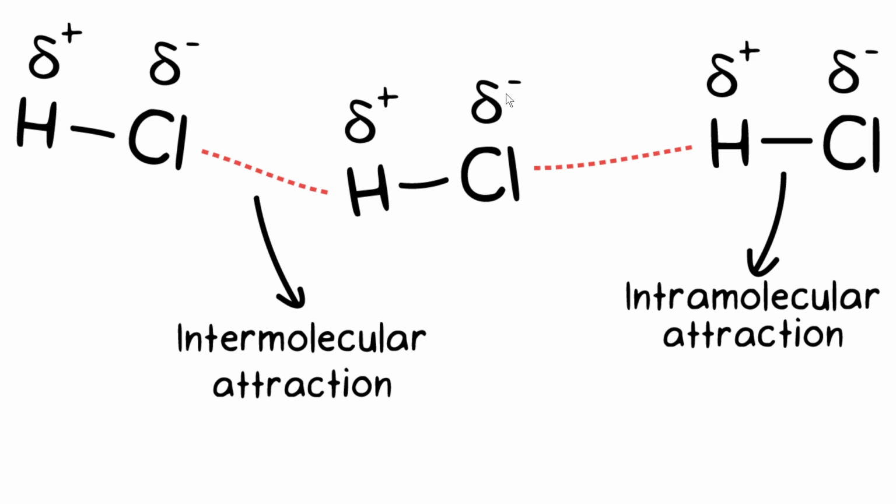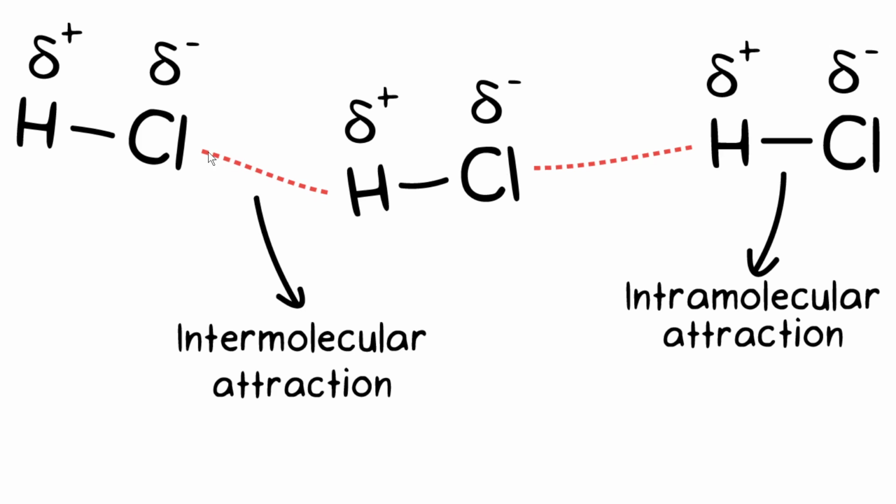Here, the chlorine has a slight negative charge and the hydrogen has a slight positive charge. The reason for that is, we're going to come to it again in a second, it's because the chlorine is what we call electronegative. Let's just think of these as slightly negative and slightly positive charge.